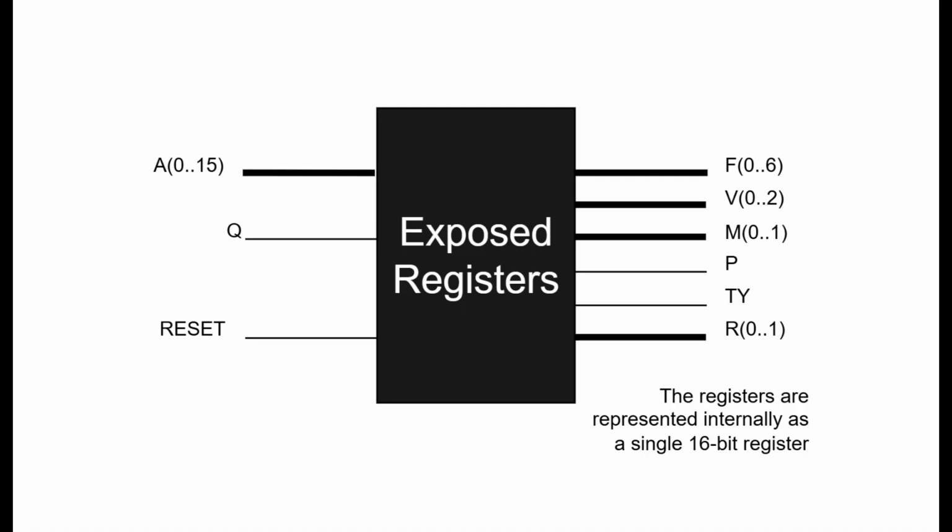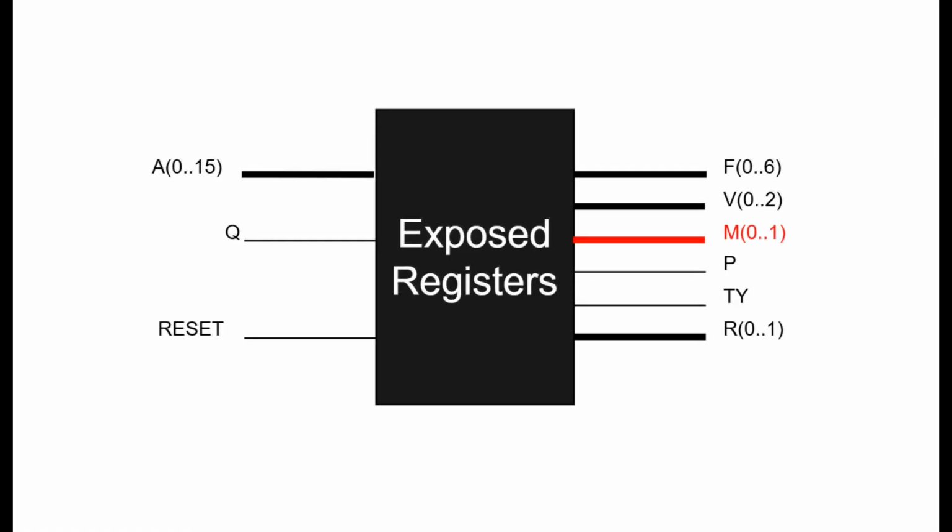The access and control of these registers is handled by a dedicated module that accepts the Q part of the quadrature clock, address, read-write, and reset. Output is just the value of the managed registers, V, video mode, F, video base address, R, CPU speed, M, memory size, P, page, and TY, memory map type. And as I mentioned earlier, there is only one memory size in this design, so I can lose the M register.